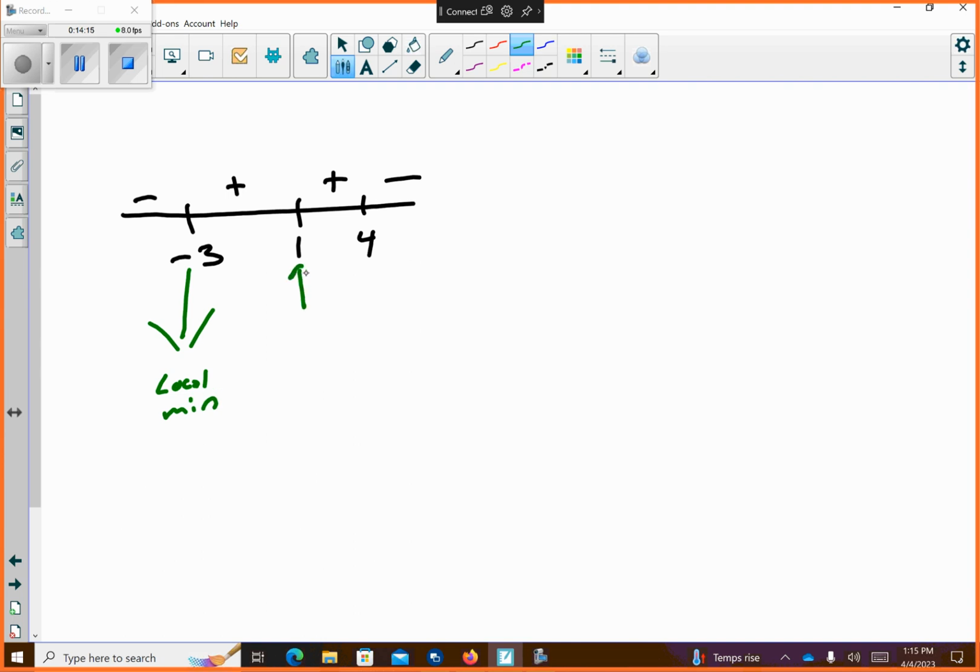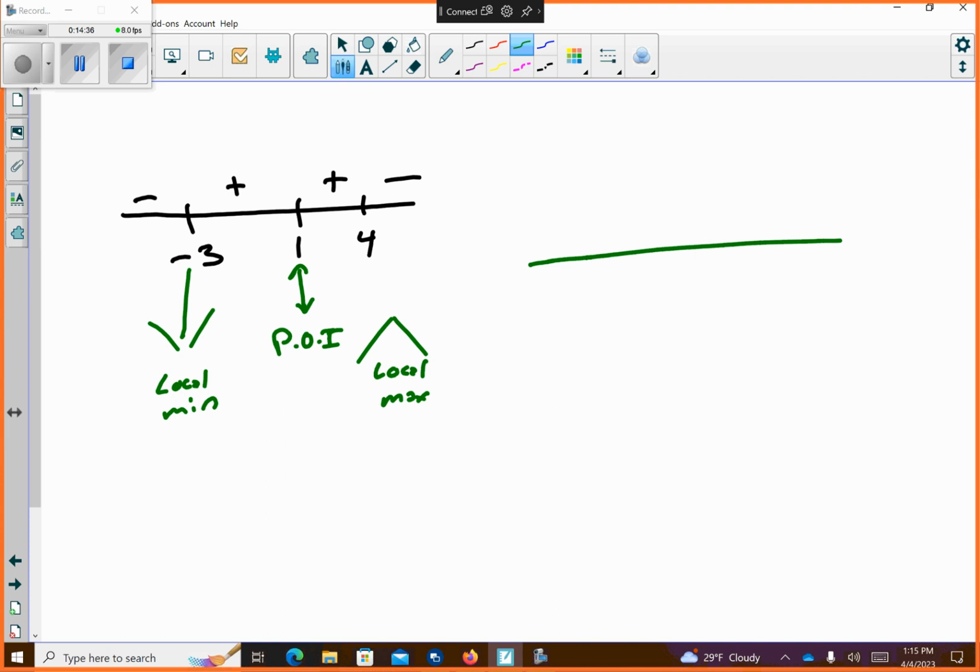If we don't get a sign change at 1, what takes place? Point of inflection. And then I go from a positive slope to a negative slope. Local max.